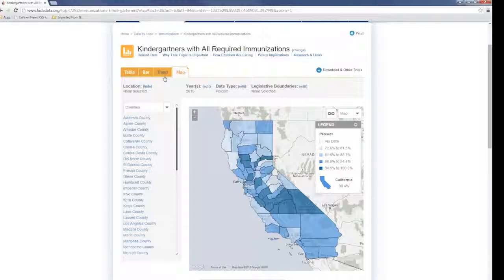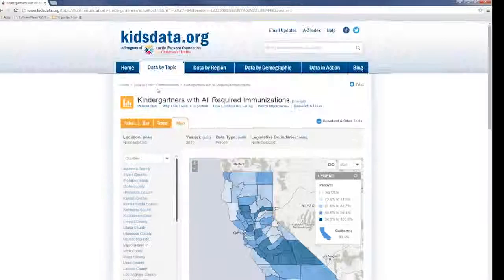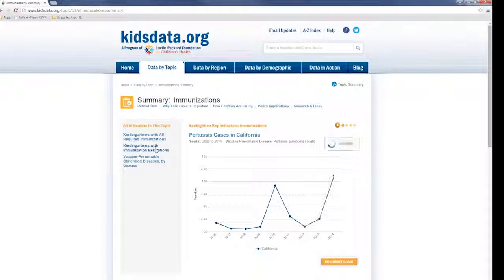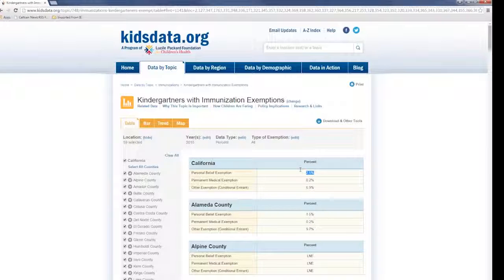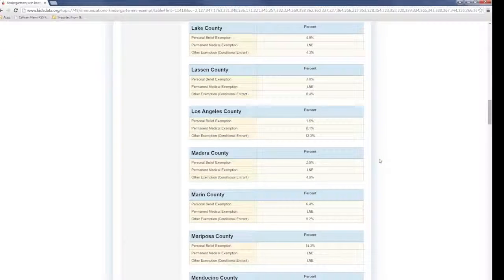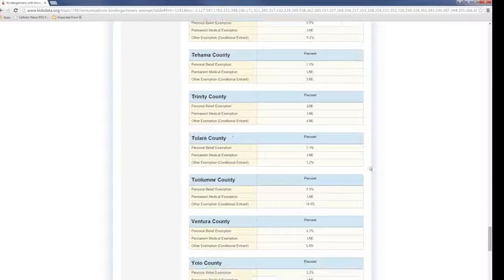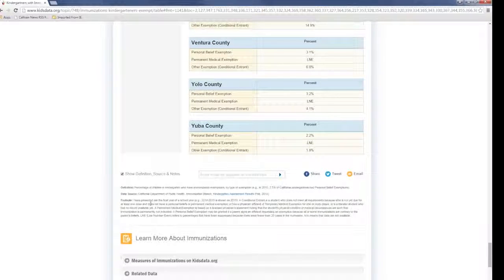And as Beth mentioned, some children are exempt from immunizations. So let's dive into that data set. In 2015, you can see that 2.5% of California kindergartners were exempt due to their parents' personal beliefs, and only 0.2% actually had a permanent medical exemption. This is an exemption for medical reasons. 6.9% were due to other reasons, and you can always find the reasons why down below in the definition, data source, and footnote.